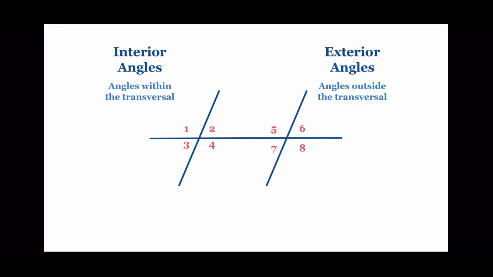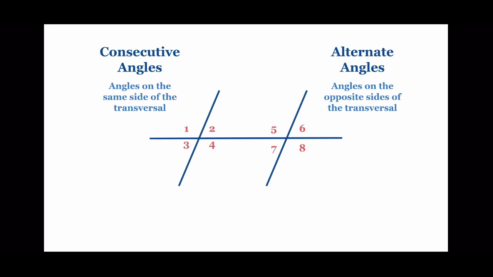Next, we have interior angles and exterior angles. So interior angles are angles within the transversal. So for example, this can be like 2 and 4. They're inside the line. And then exterior angles are angles that are outside the transversal, so outside those parallel lines. And this can be like angles 1 and 3.